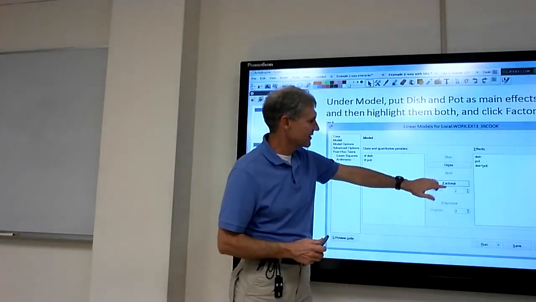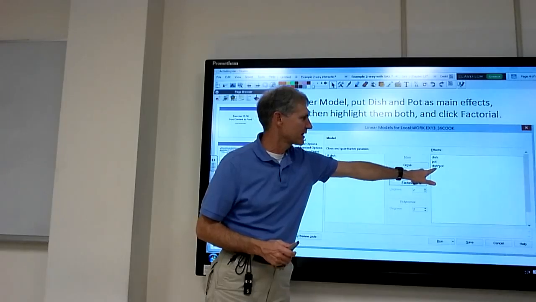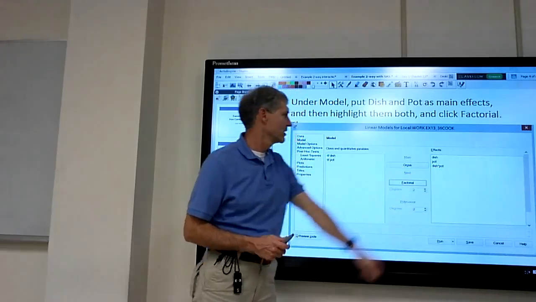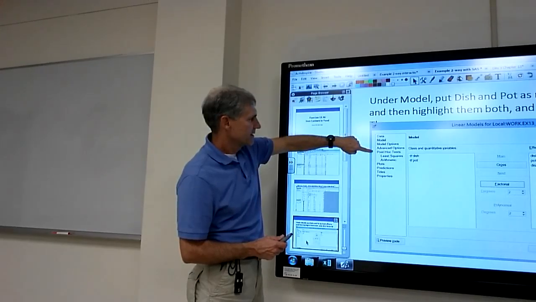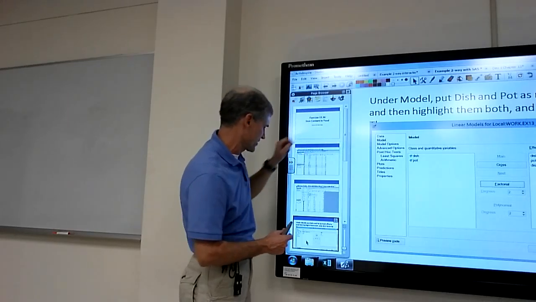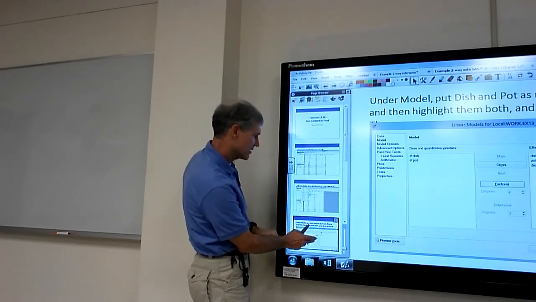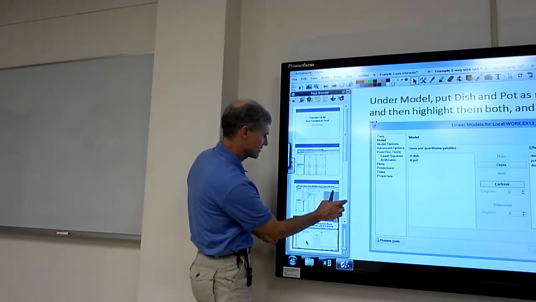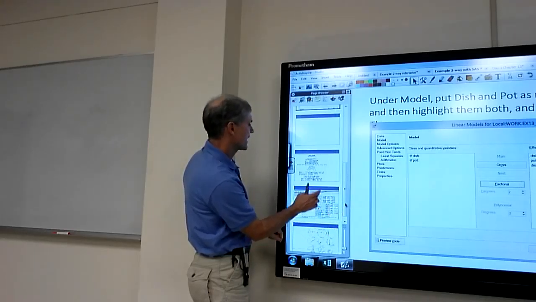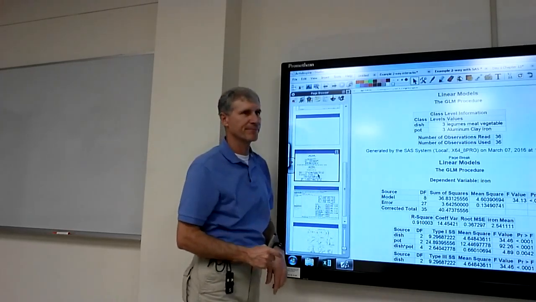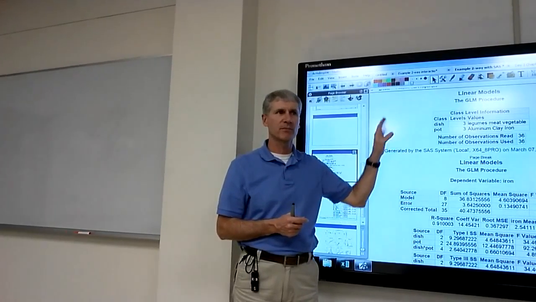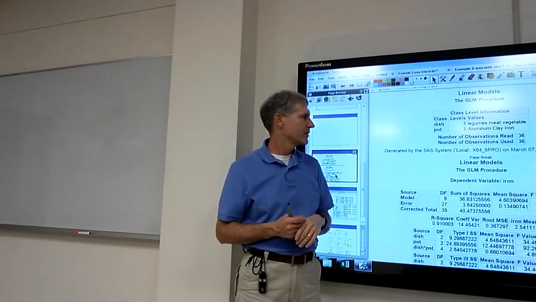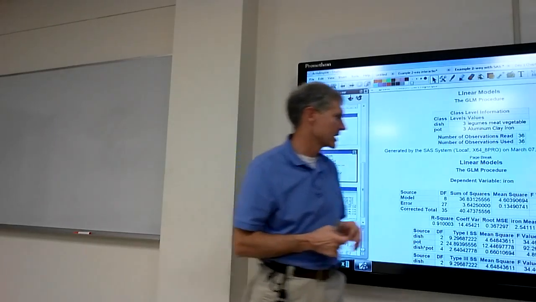But then after you click factorial or cross and you get the interaction term in there you want, you can then click on, let's see, model options. I don't think that did anything for me. Where am I at here? Yeah, I just clicked run at that point. You can ask for means comparisons and things like that. I didn't do it here, but that's one of those options, means comparisons. So here's the output that we got.